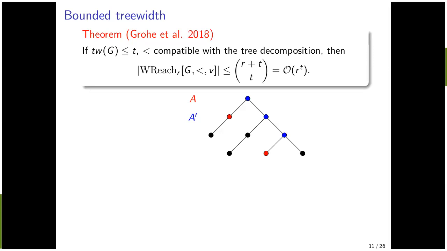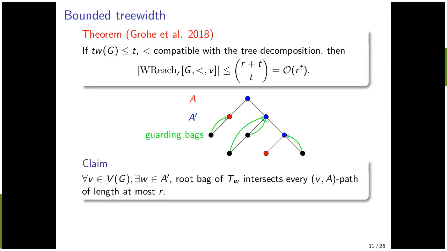So suppose you have a graph of bounded tree width with a tree decomposition of width at most T, and a set A of vertices which is given. Now consider A prime to be the set of vertices which are quickly reachable from A. So there are not too many of them: there are at most O of R^T times the size of A because of this theorem. Now we have the following claim. For every vertex V of the graph, there exists W in A prime such that the root bag of TW intersects every VA path of length at most R. So again, this claim is almost the same as in trees.